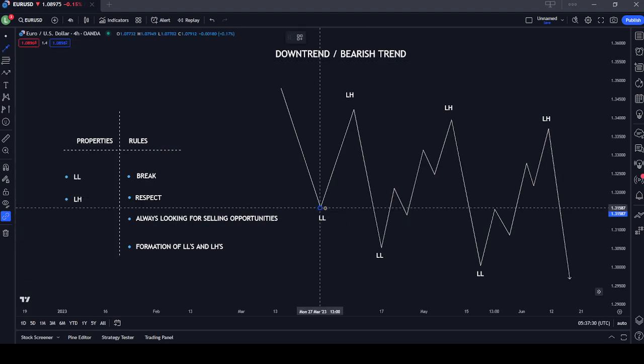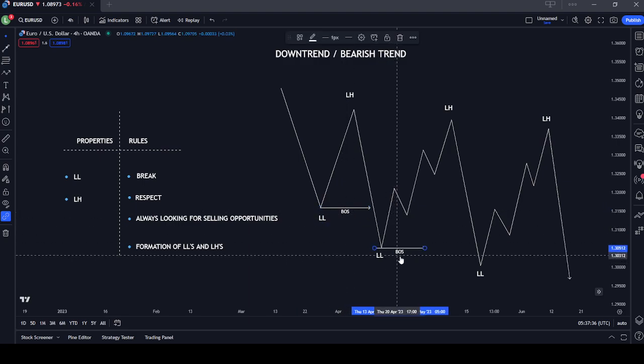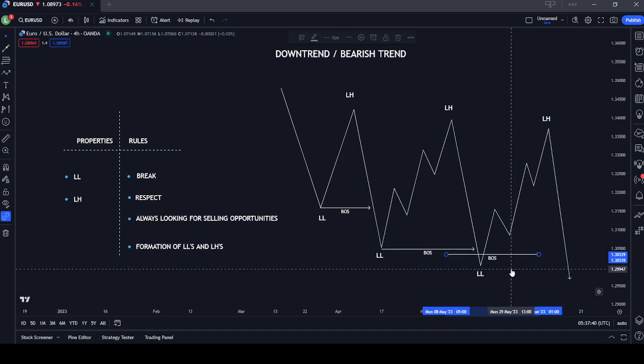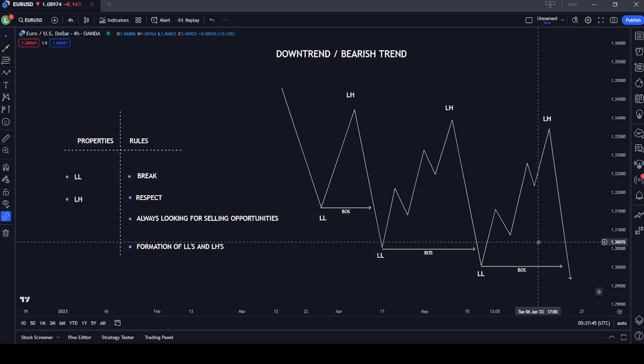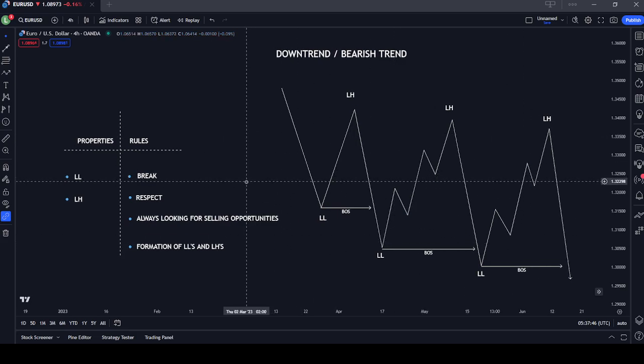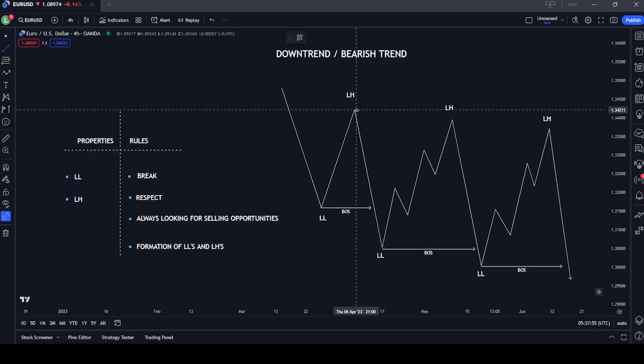Okay, so here price does what? Breaks our lower lows. Simple as that. Okay, and on rules again, it says we respect lower highs. So we want to see price respecting our lower highs.